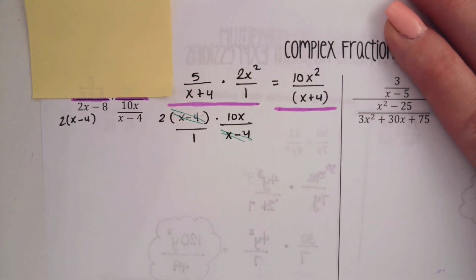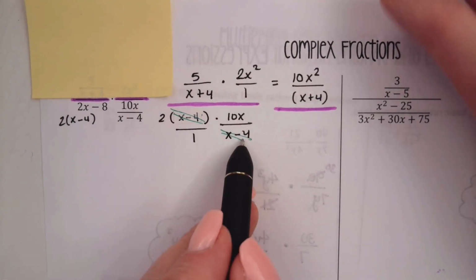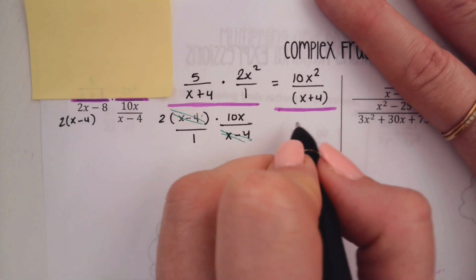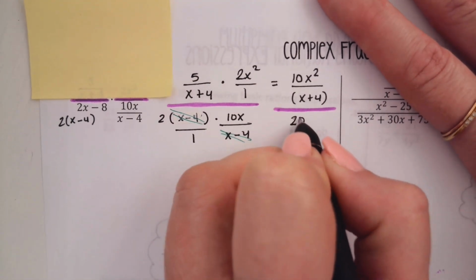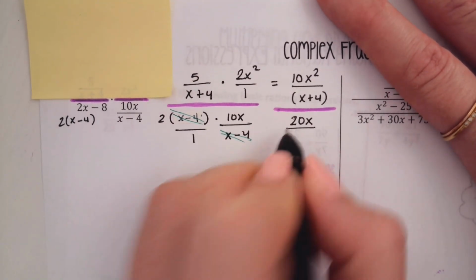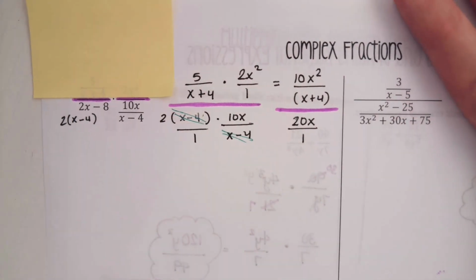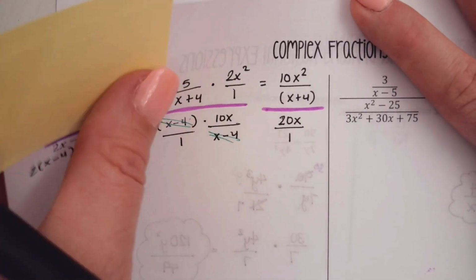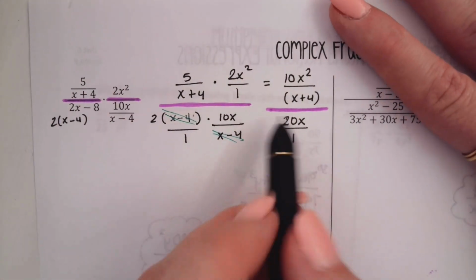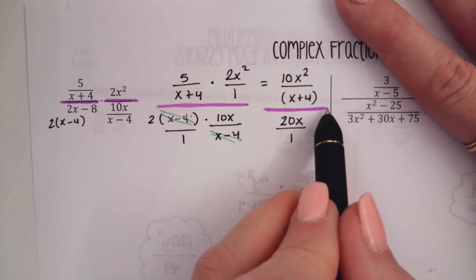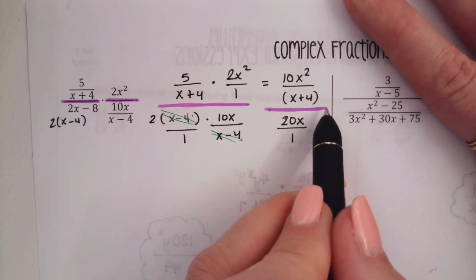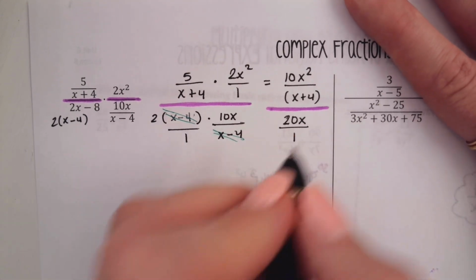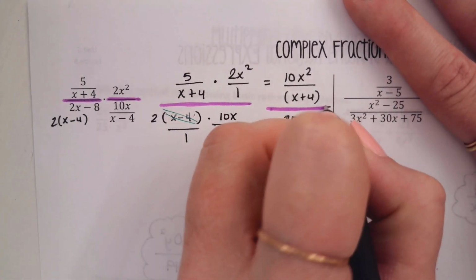Okay, so now when I do top times top, bottom times bottom, what am I going to get on the top? 20x, good. Divided by 1. So looking at this fraction now, this fraction is not fully simplified yet. What does a fraction bar actually mean? Divide. And how do we divide fractions?